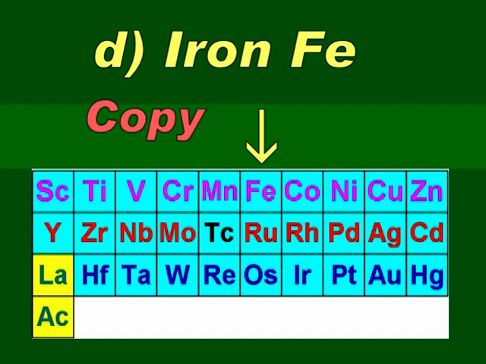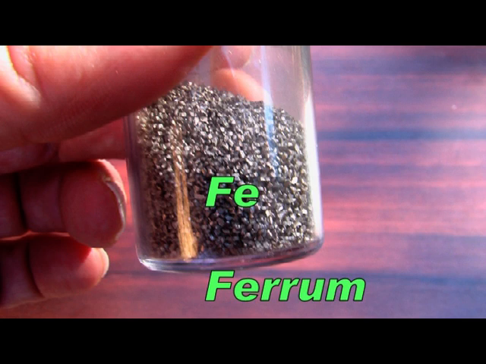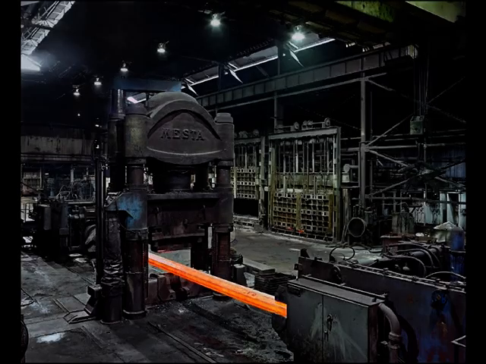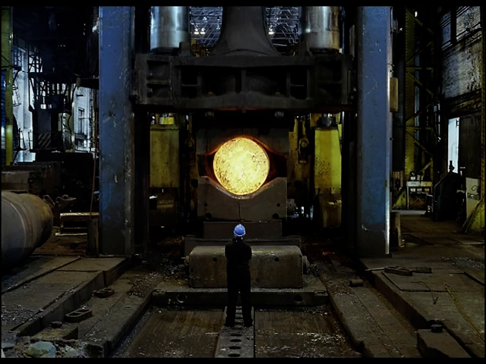Our next metal is element 26, iron. Copy that down. Iron is the most abundant element on Earth and the fourth most abundant in the Earth's crust. It is natural that this metal, in spite of its many flaws, would be our most used metal in ships, bridges, and in our tall buildings.